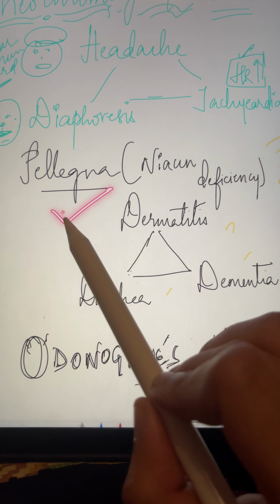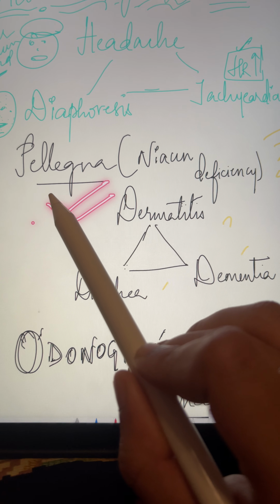What kind of necklace can be seen? What are the signs in pellagra? Please do tell me.